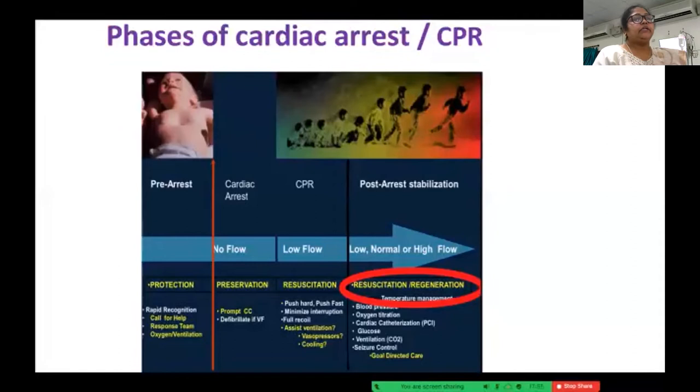Because in hospital or out of hospital, only around 4% of children who are given CPR make it alive, in the out of hospital areas. Okay, so we'll see what goes on with CPR. Next slide.